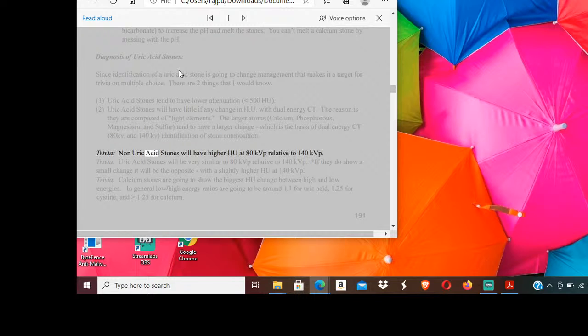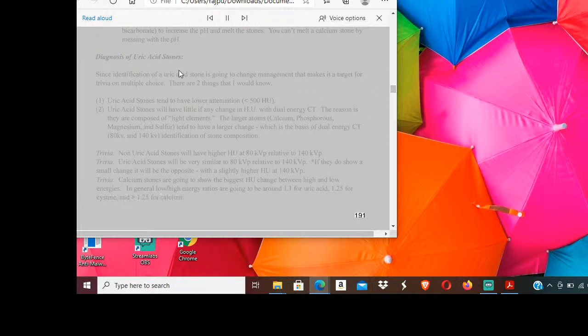Trivia: non-uric acid stones will have higher HU at 80 kVp relative to 140 kVp. Trivia: uric acid stones will be very similar at 80 kVp relative to 140 kVp. Asterisk: if they do show a small change, it will be the opposite, with a slightly higher HU at 140 kVp. Trivia: calcium stones are going to show the biggest HU change between high and low energies. In general, low/high energy ratios are going to be around 1.1 for uric acid, 1.25 for cystine, and 1.25 for calcium.